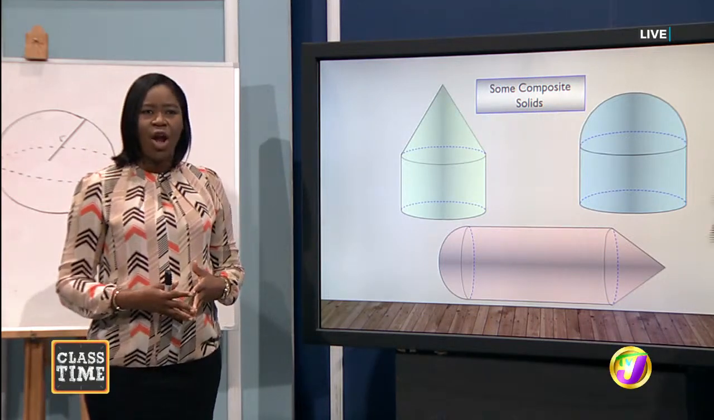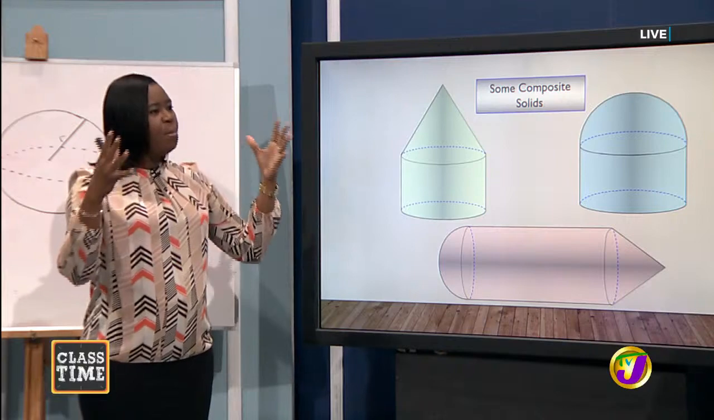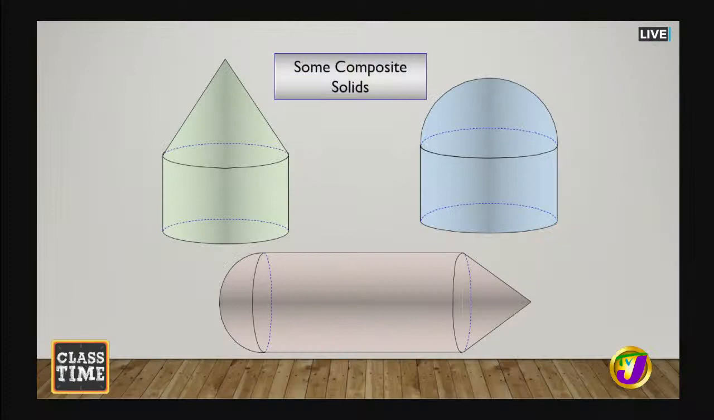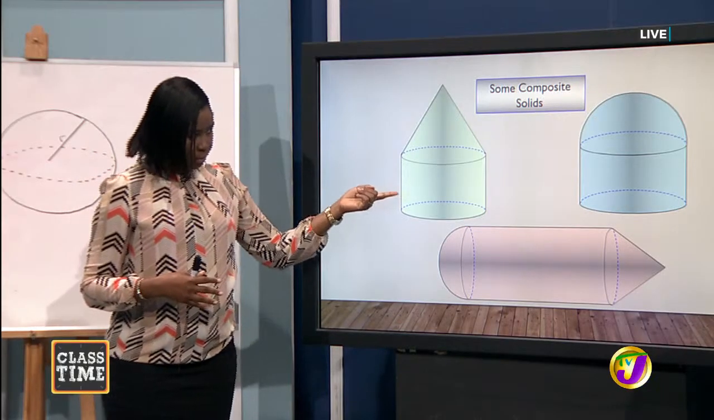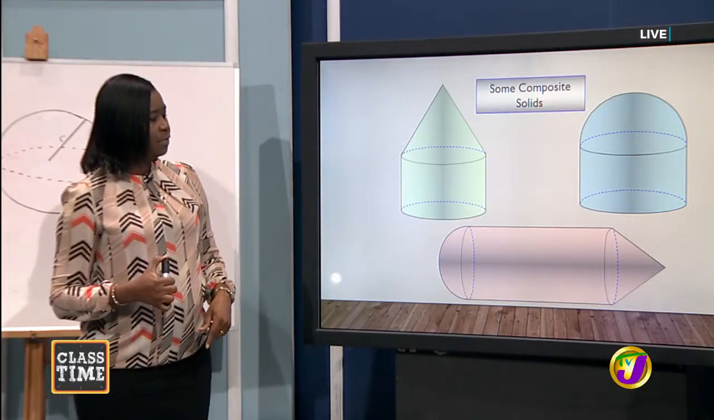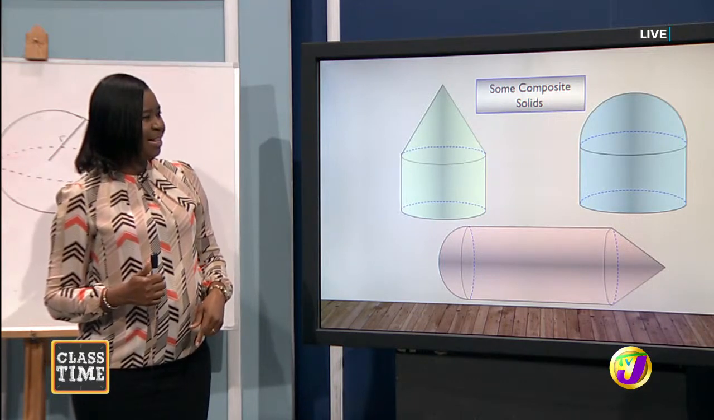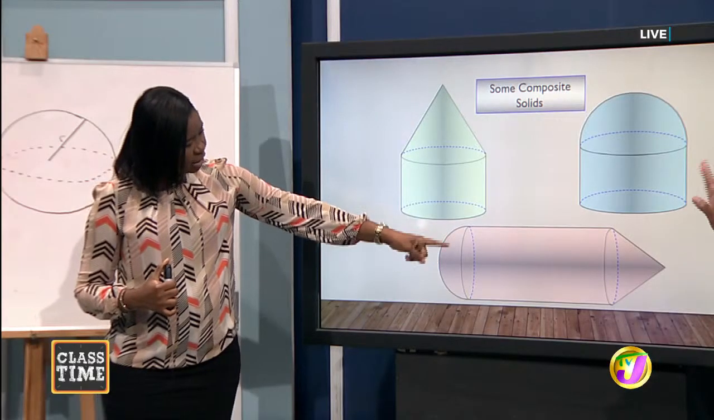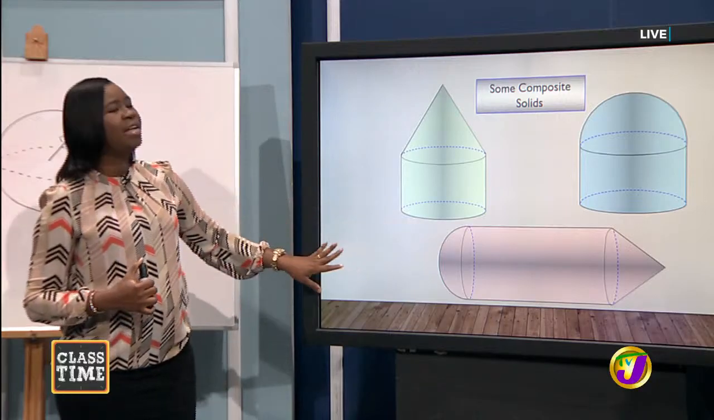And based on the word, it is suggesting that it is made up of more than one. Because as you see on the screen, this part here is made up of a cone and a cylinder. And the one over to the right is a little bit tricky. I'm seeing half of a sphere, which is called a hemisphere, and a cylinder. And at the bottom here we have another hemisphere, a cylinder, and a cone. All right, so that's our composite shape.